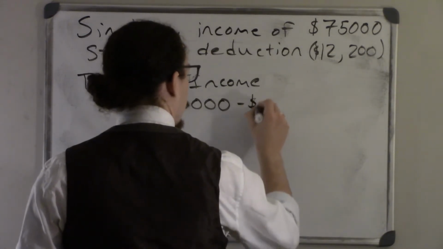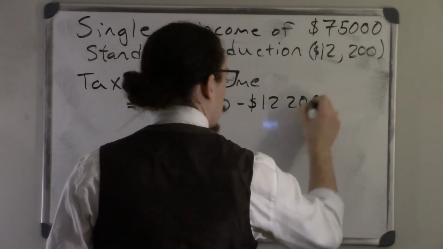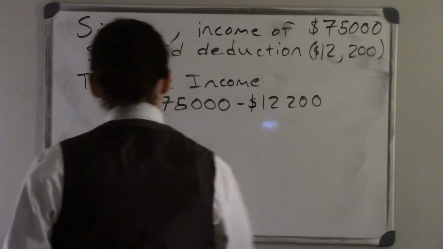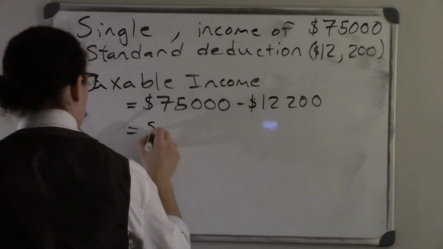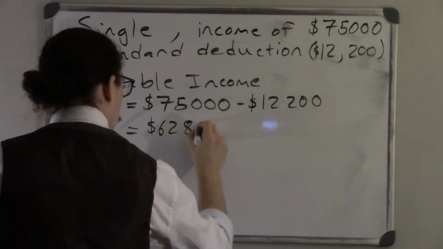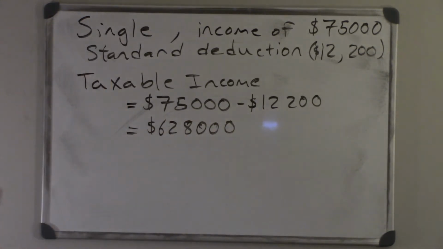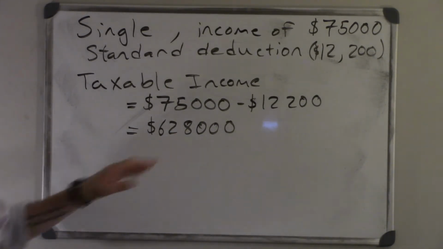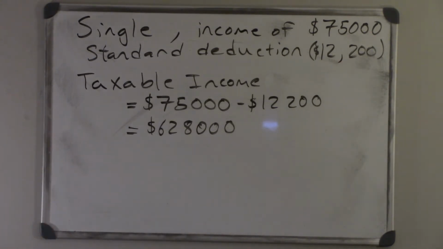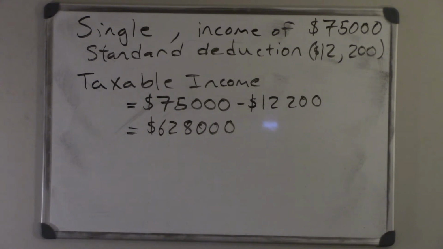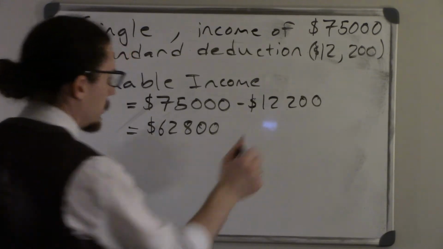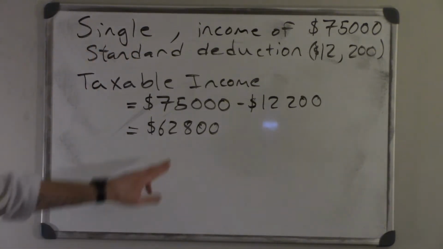So we're going to subtract $12,200. All right, that's going to give us a taxable income of $62,800. Now we can look at our tax brackets for single filers. We're going to see that this $62,800, not $628,000.